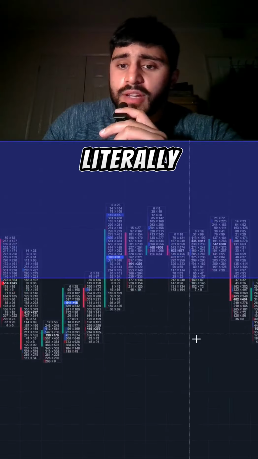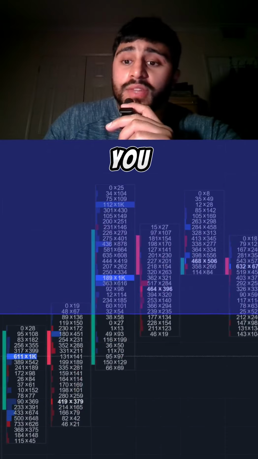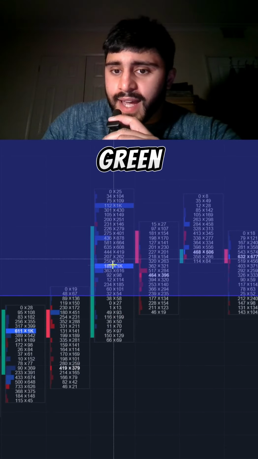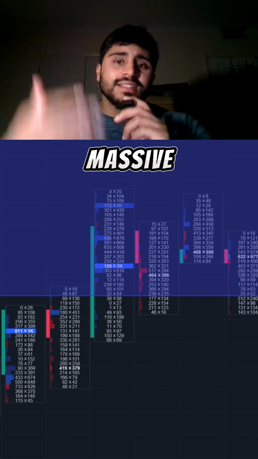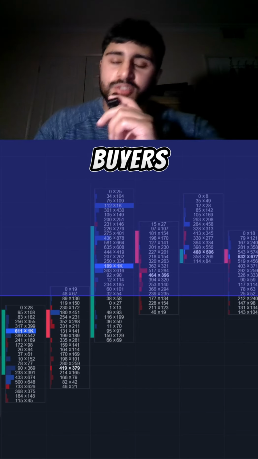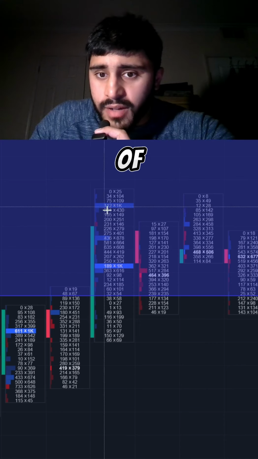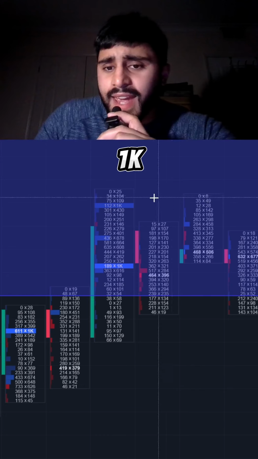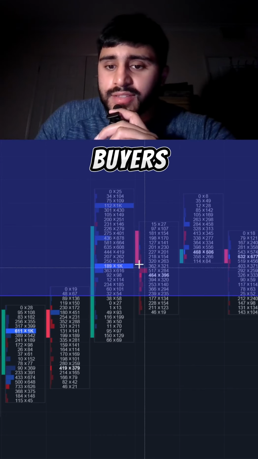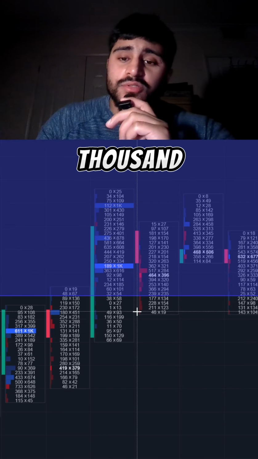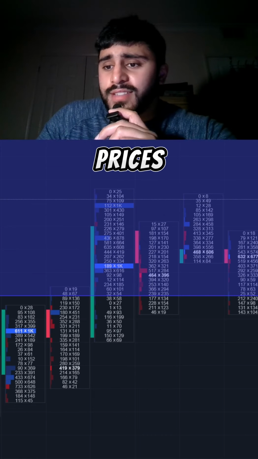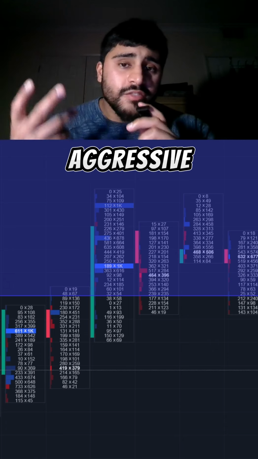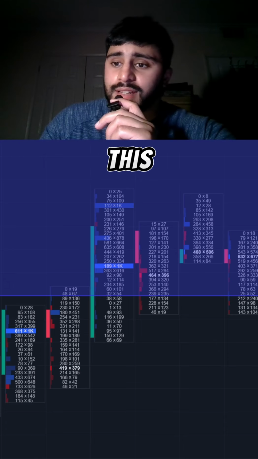So let's break this down. Literally only one candle will give you the idea as to what is going on in the market. Here we have this green candle over here, and we had a massive amount of aggressive buyers present. We had 112 sellers and 1,000 buyers. This 1K represents 1,000 buyers. Here we had 189 for 1,000. So we can see in these prices over here, 60.47 down to 60.41, there's a lot of aggressive buyers, but they failed to break this level, right?